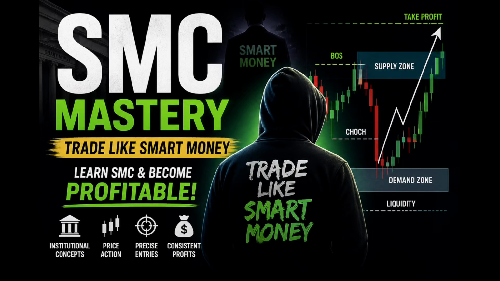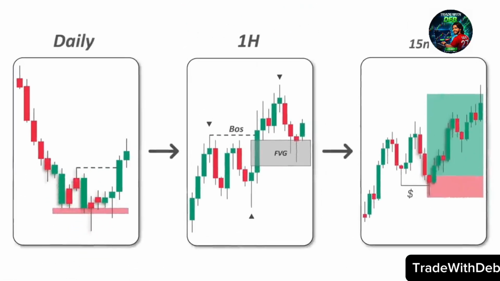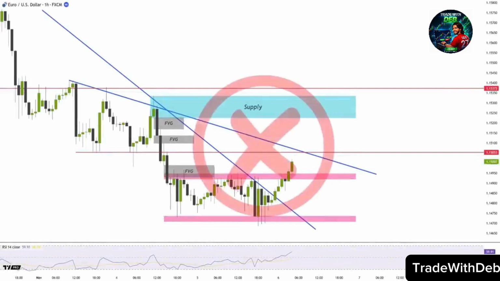Hello traders. Today I'm going to teach you about smart money concepts, SMC, and how you can become profitable too. Most traders use multiple time frames, but their charts end up messy and confusing. So the real question is, can we actually use multiple time frames in a simple and effective way? Yes, but only if you do it correctly.